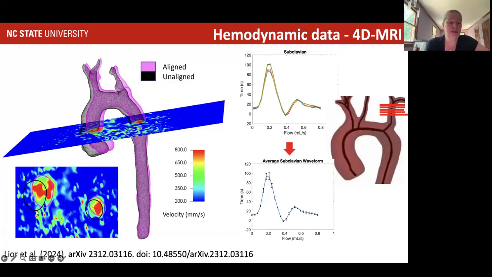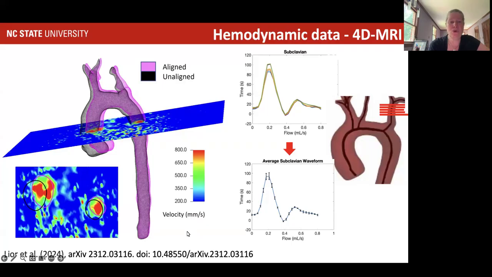So with Dan Lear at Baylor College of Medicine, we developed a registration algorithm that basically moves the 4D MRI onto our MRA, and then we were able to extract volumetric flow that you can see. Here's an example of volumetric flows at each of these slices along the vessel.